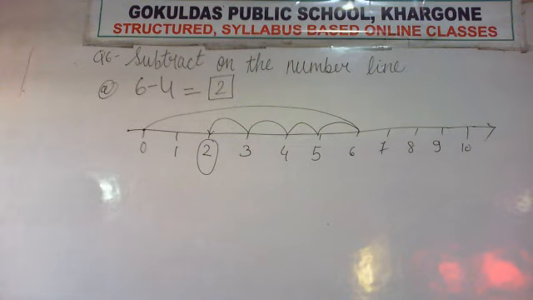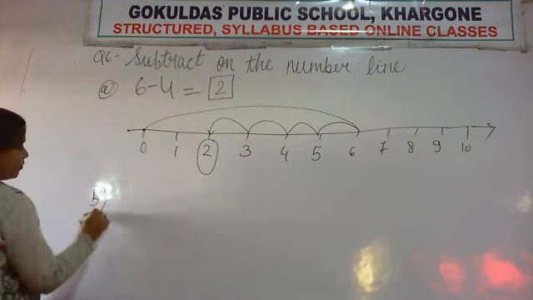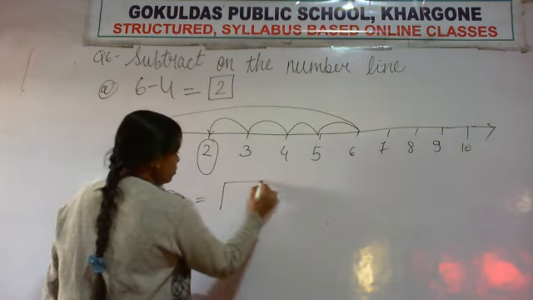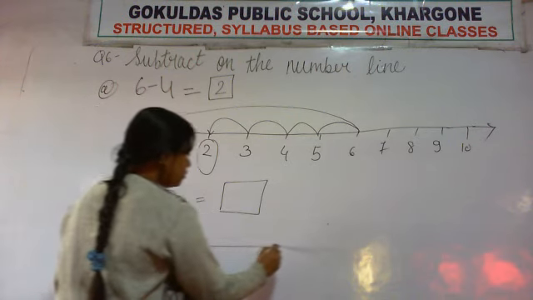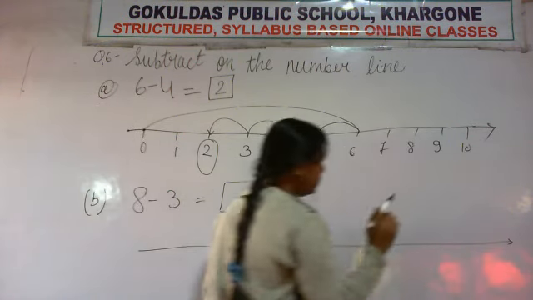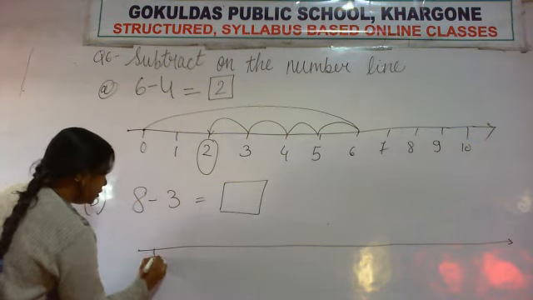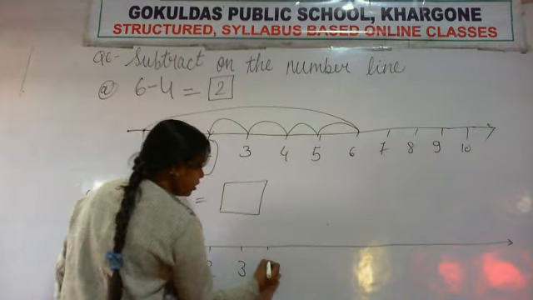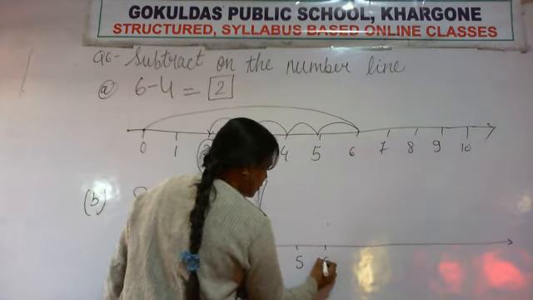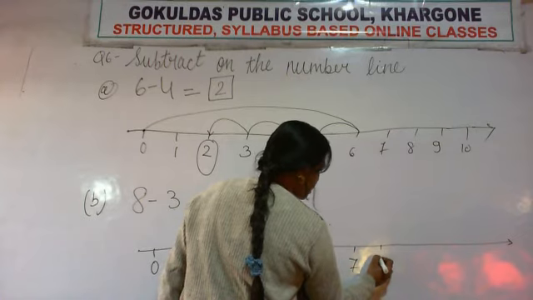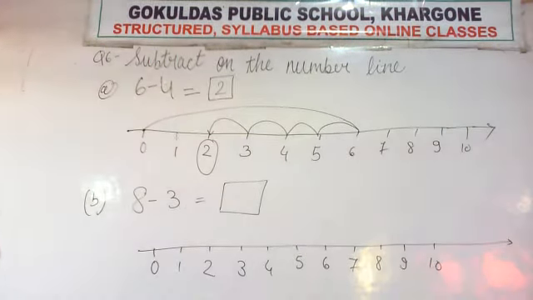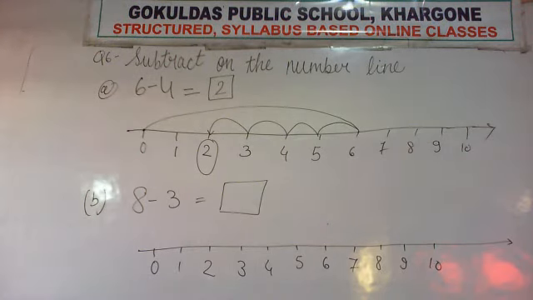Now try to solve this question yourself. B. 8 minus 3 is equals to. I am drawing the number line also. You solve it yourself. 0, 1, 2. First copy question number A and then try to solve question number B.